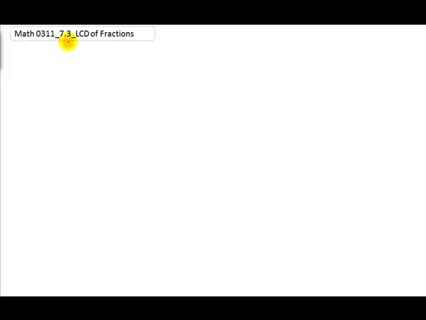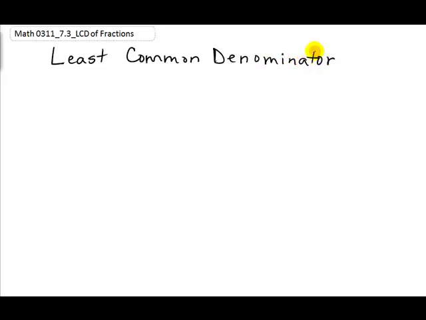For 7.3, we're looking at LCD. This is the least common denominator. And this is probably where people get confused the most with fractions.